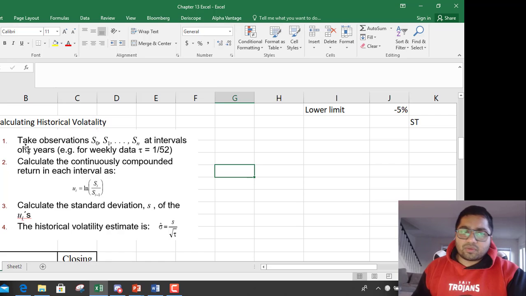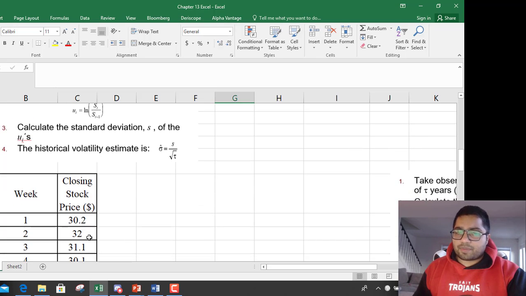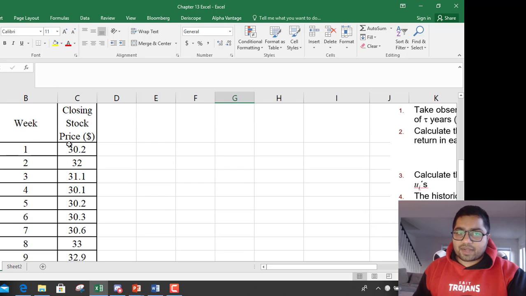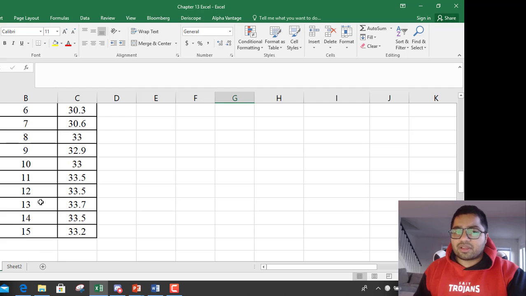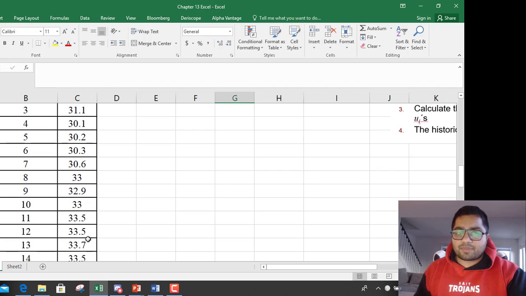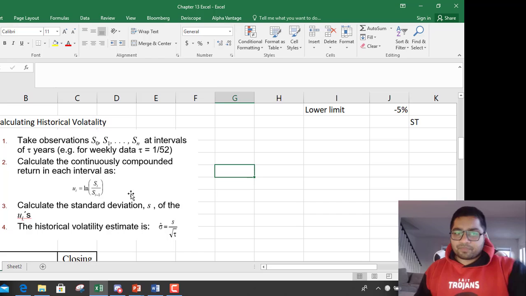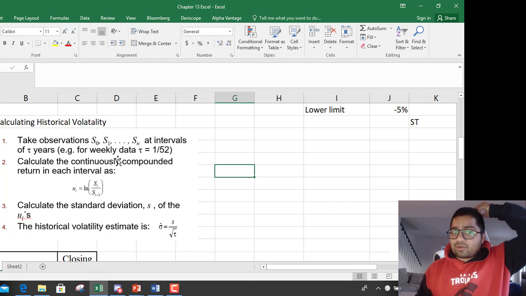So what you have to do is take observations of stock prices. These are the closing stock prices every week. Let's say we are doing it for 15 weeks. So closing stock prices every week. Then calculate continuously compounded return for each period.